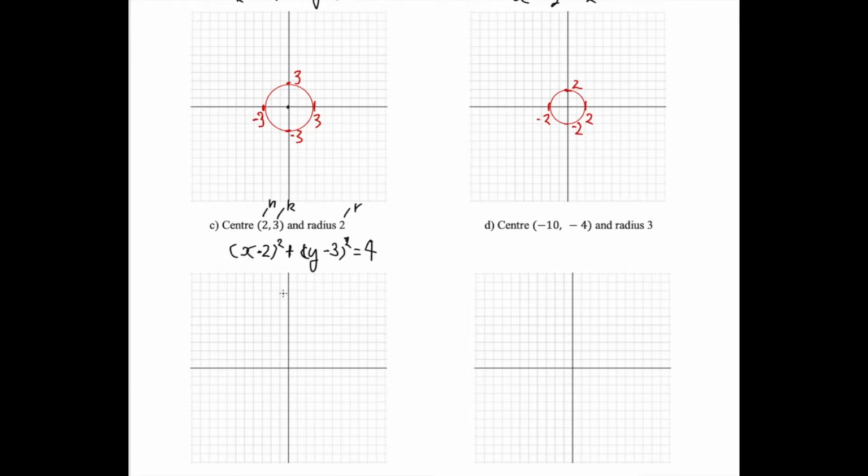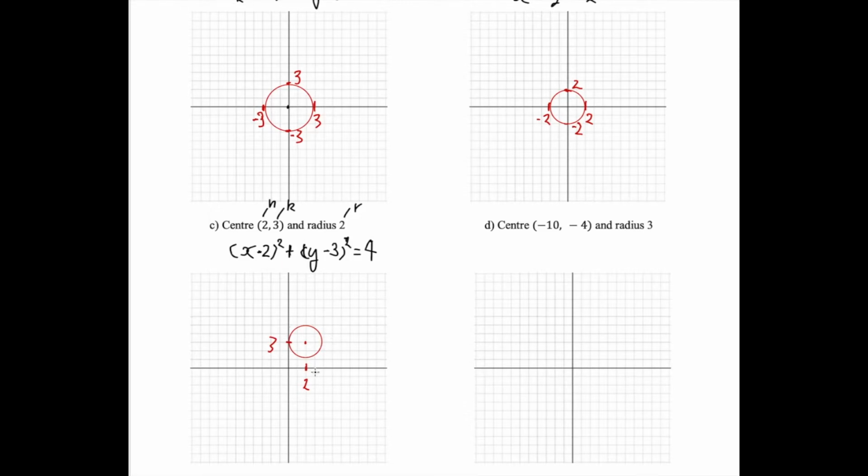So we know that the center is going to be 2, 3. I'm just going to label the center here. And the radius is 2, right? So if the radius is 2, that means we're going to have a circle that's like this. Okay, this is not a good drawing. I'll draw again. Okay, this is a bit better.